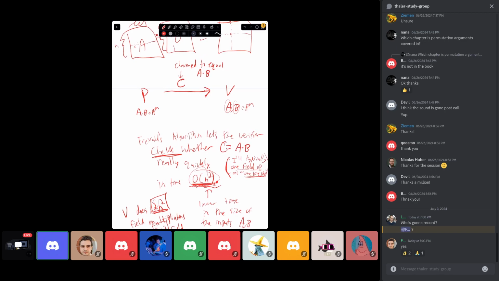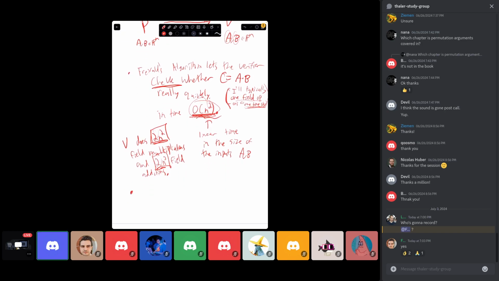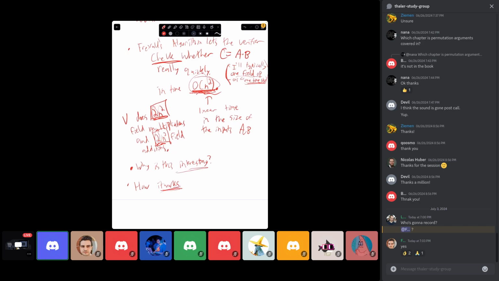Now let me pause. So that's what it achieves. Before I tell you how the algorithm works, I will briefly say why this is interesting. I sort of told you already. The verifier is running within a constant factor of as fast as we can hope for the verifier to run. That is why this is interesting, but I'll elaborate shortly. I'll say a little bit more about that, and then I'll tell you how the algorithm works.